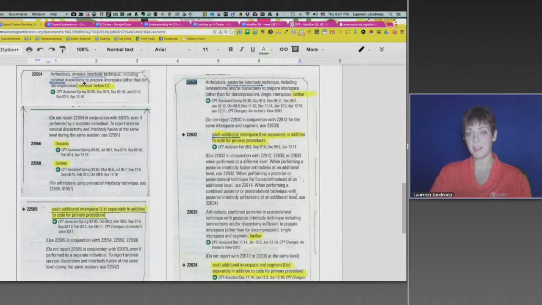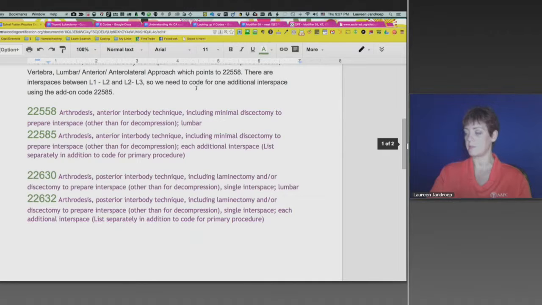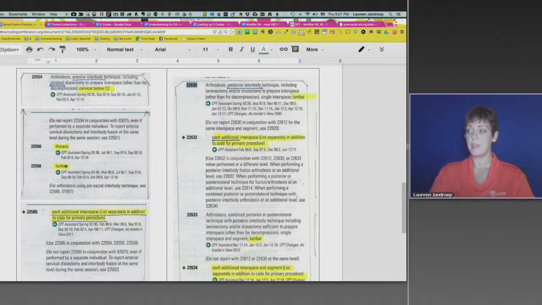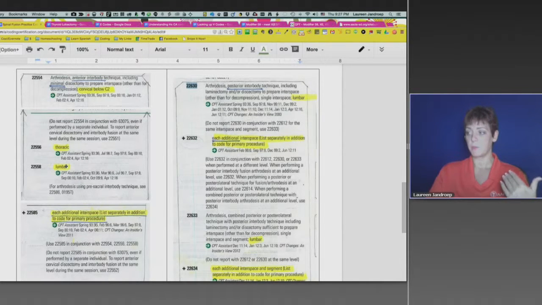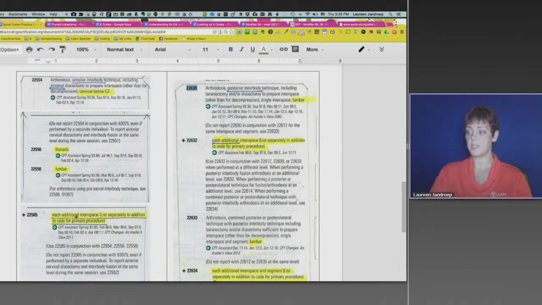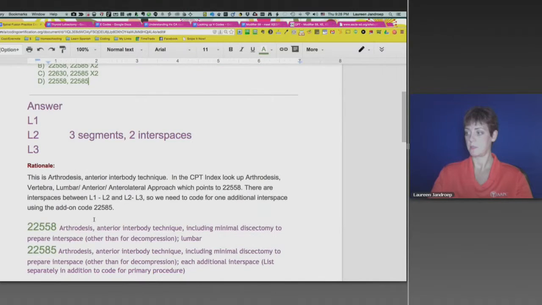So by looking at the answers first, you'd see, oh, okay, I have this batch here that's for anterior, and I have this batch of codes that's for posterior. What am I dealing with? And we decided it was anterior, right? Yes. So now we can get rid of all the codes on the right-hand side of the page and just deal with these. Then we needed to figure out, we have a lumbar 22558, so that's your first lumbar. Then it says each additional interspace, and because we stacked the bones, we could clearly see we only had 2 interspaces, so that's 22585, which makes the answer D again.